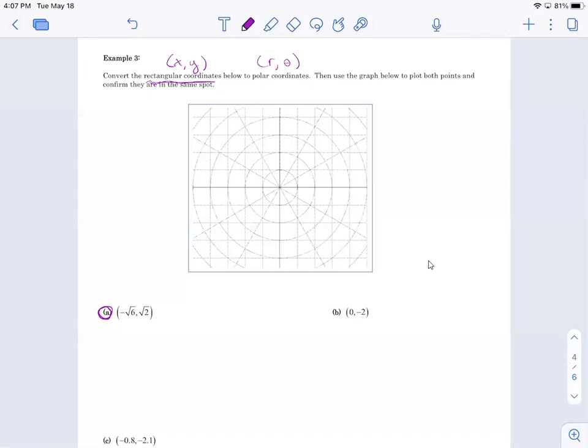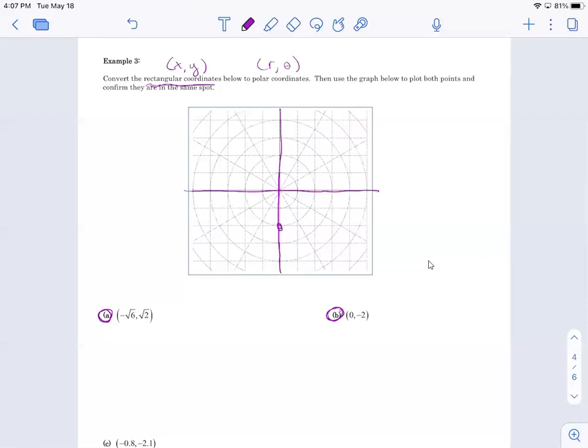Okay, so what I'm going to do is actually go out of order. I'm going to do B first. So my coordinate 0, -2. This is polar graph paper here. I can also treat it like a rectangular coordinate system. And 0, -2 would just end up being right here. Well, I want to see how I can represent that with an angle and a radius.